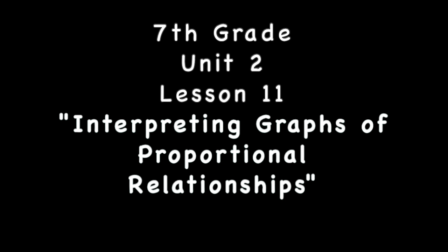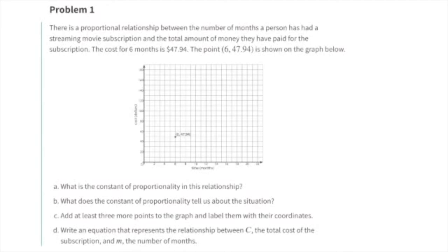Open Up Resources, Illustrative Mathematics, 7th grade, Unit 2, Lesson 11, Interpreting Graphs of Proportional Relationships. Problem number 1. There is a proportional relationship between the number of months a person has had a streaming movie subscription and the total amount of money they have paid for the subscription.